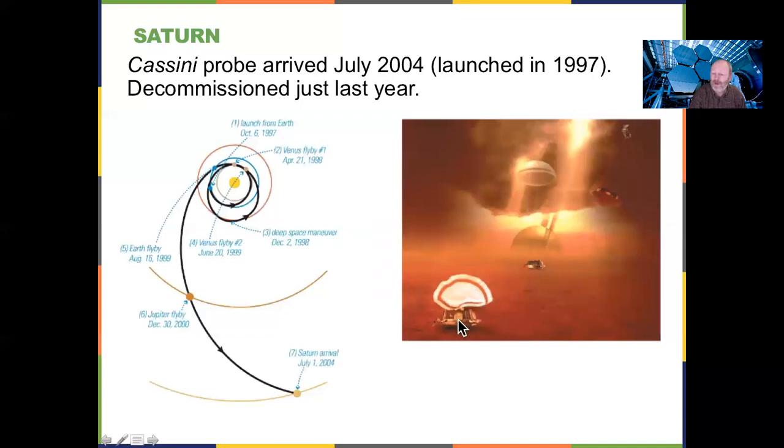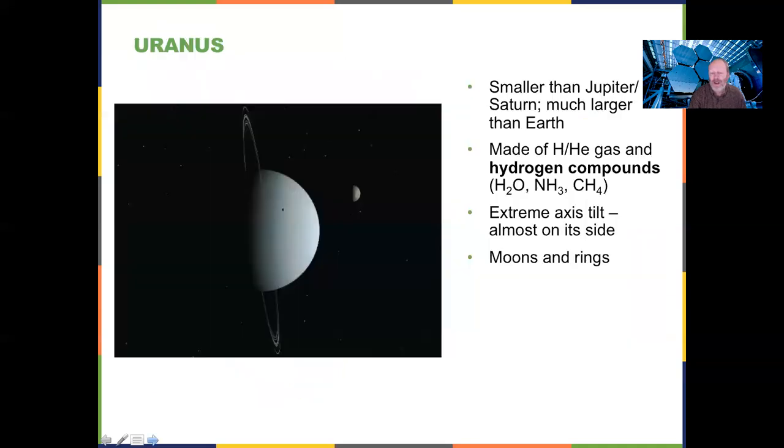And here's a picture of what the Huygens probe might have looked like as it was coming down. It just sort of parachuted down and landed on the surface. And this is what Saturn might look like from the surface of Titan.